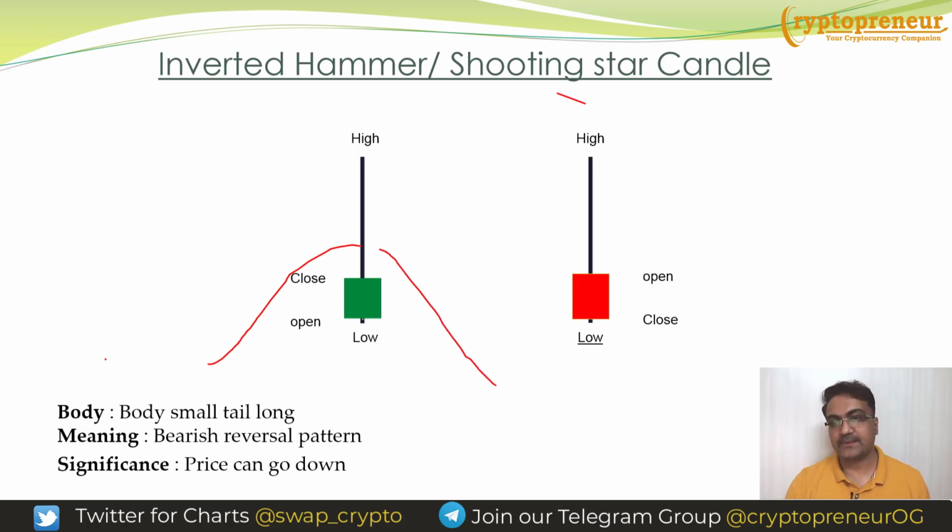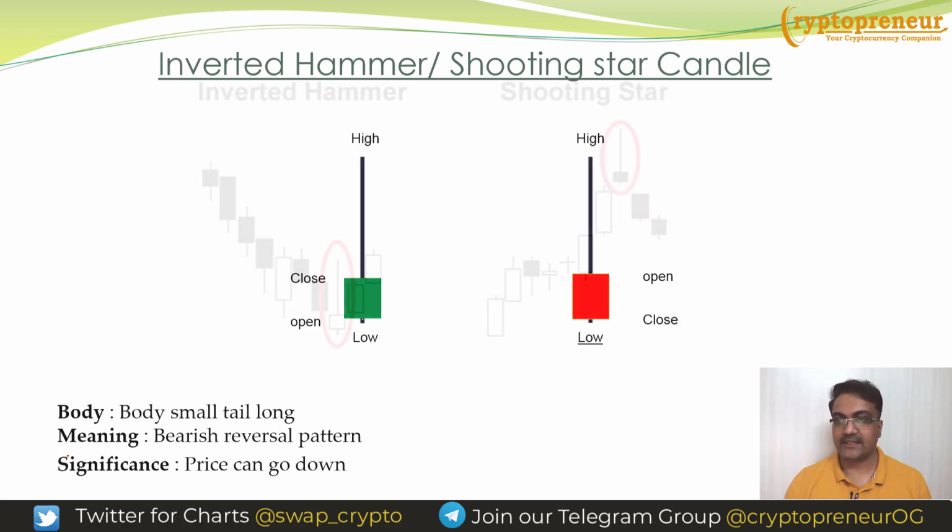So it is a bearish reversal pattern which shows that bears are trying to enter the market and we may see a change in the trend of the market. So it signifies that price might go down once you see an inverted hammer or a shooting star in the market. So let's see an example.